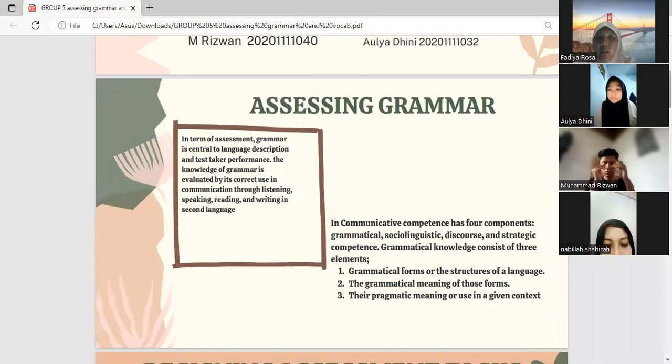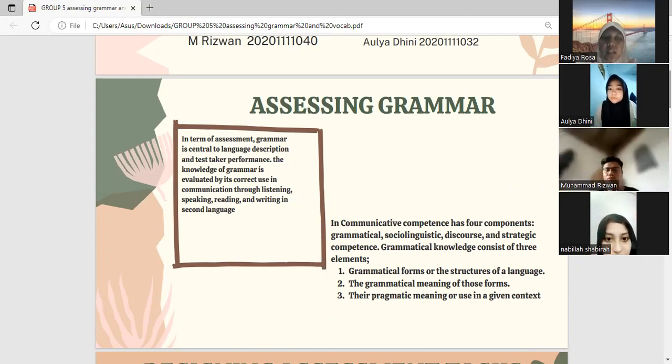Is about assessing grammar. What is assessing grammar? Assessing grammar is a term of assessment. Grammar is central to language description and test taker performance. The knowledge of grammar is evaluated by its correct use in communication through listening, speaking, reading, and writing in a second language. Communicative competence has four components: grammatical, sociolinguistic, discourse, and strategic competence.